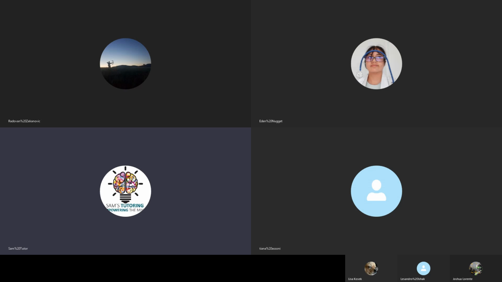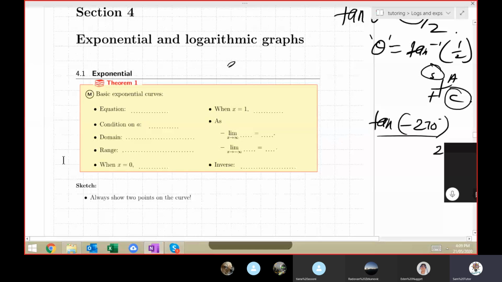Finishing off logs and exponentials, and this will be our last topic for pretty much the term. The rest of the term we're just going to be revising. I haven't had anyone that's really had a problem with exponential and log graphs because you're going to be attempting them the same way that you would have attempted your normal functions.